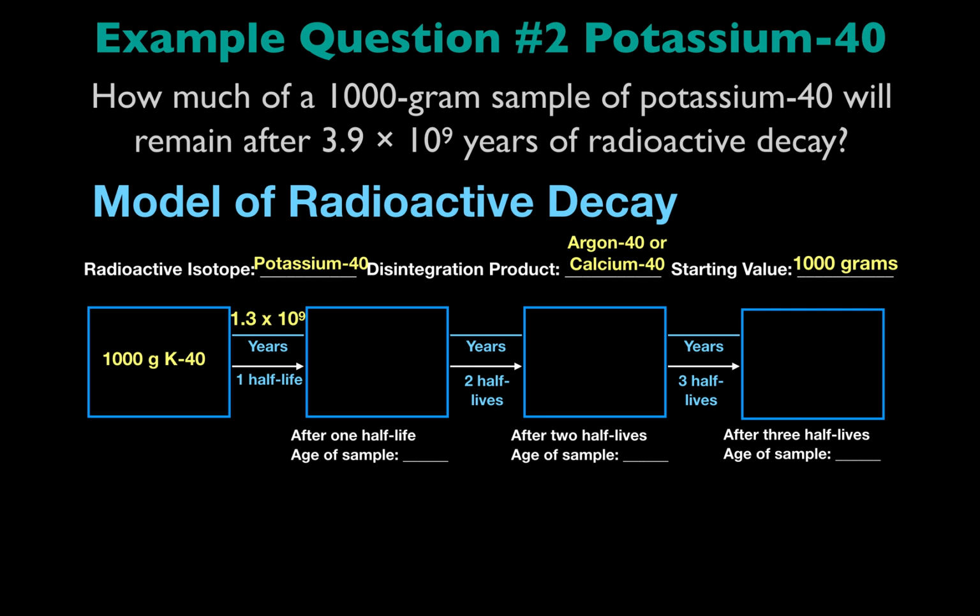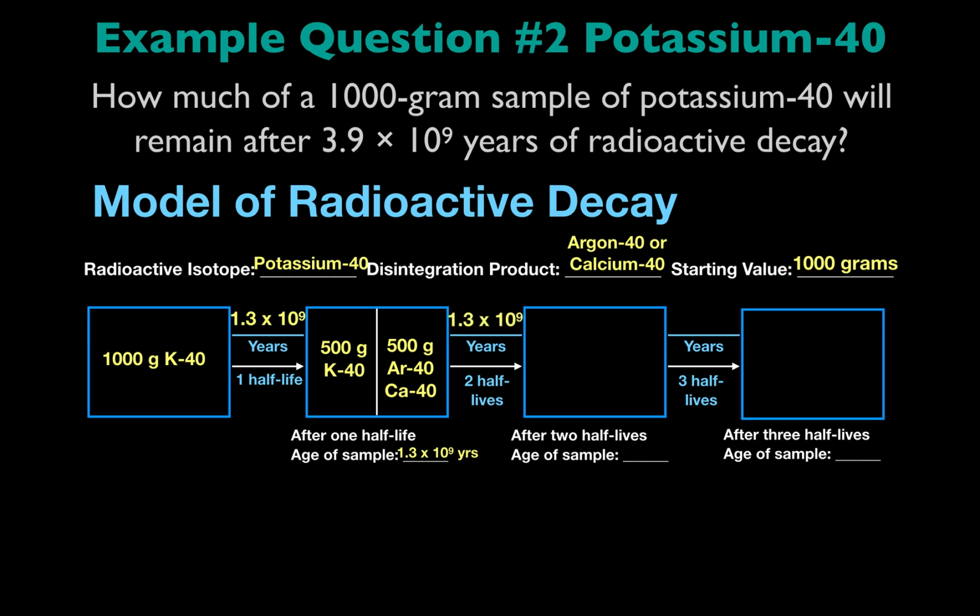After 1.3 times 10 to the 9th years, that 1,000 grams of potassium-40 is going to be reduced by half, so we end up with 500 grams potassium-40, and then 500 grams of argon and calcium-40. At this point, if you have 500 grams of potassium-40 in your sample, your sample is going to be 1.3 times 10 to the 9th years old.